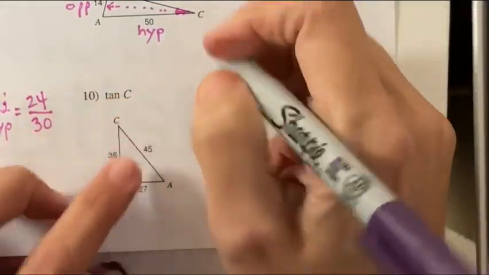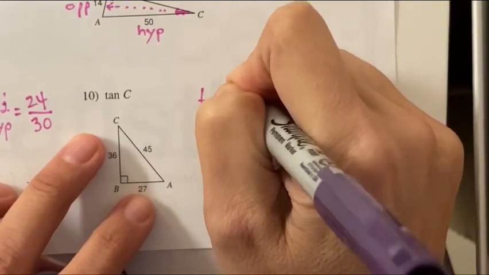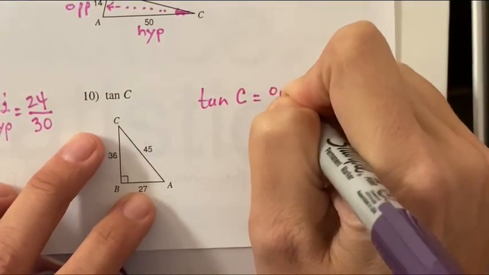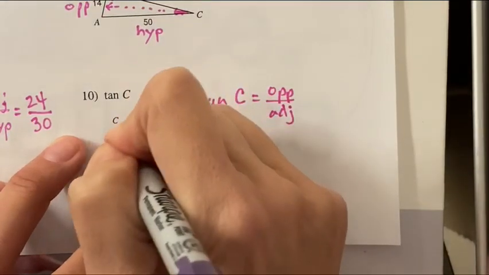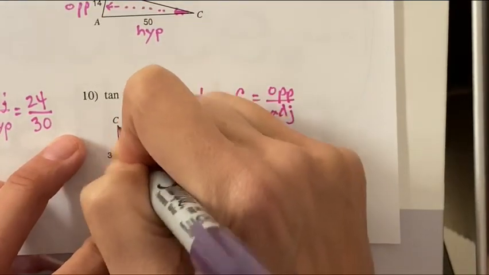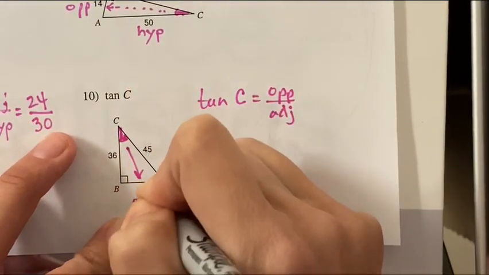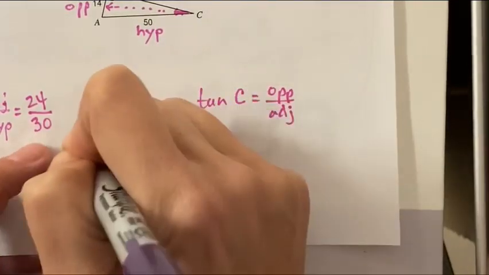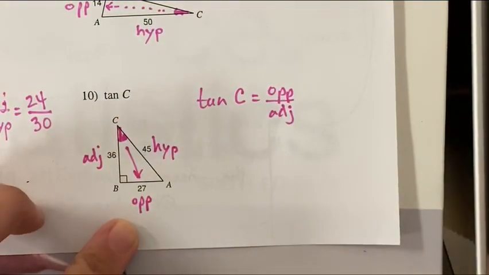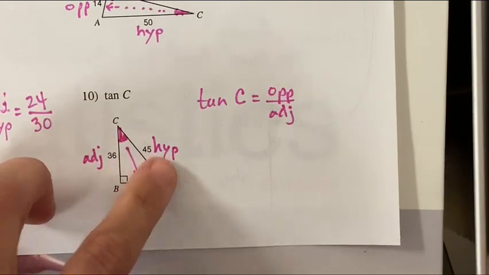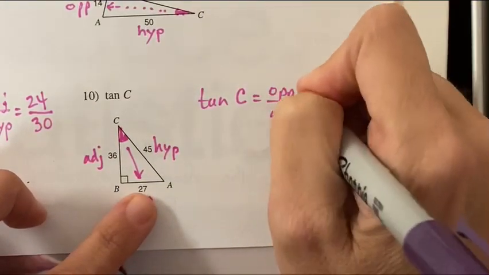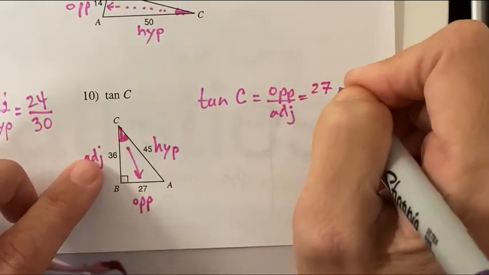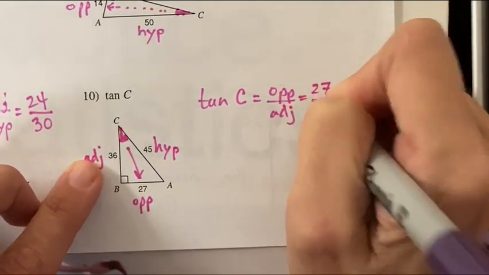Okay, tangent of C. So the tangent of an angle is equal to opposite over adjacent. Okay, so let's find our reference angle C and label the sides. Okay, so opposite, that's the hypotenuse, that's the adjacent. So I need the opposite, which is the number 27, and the adjacent, which is the number 36.